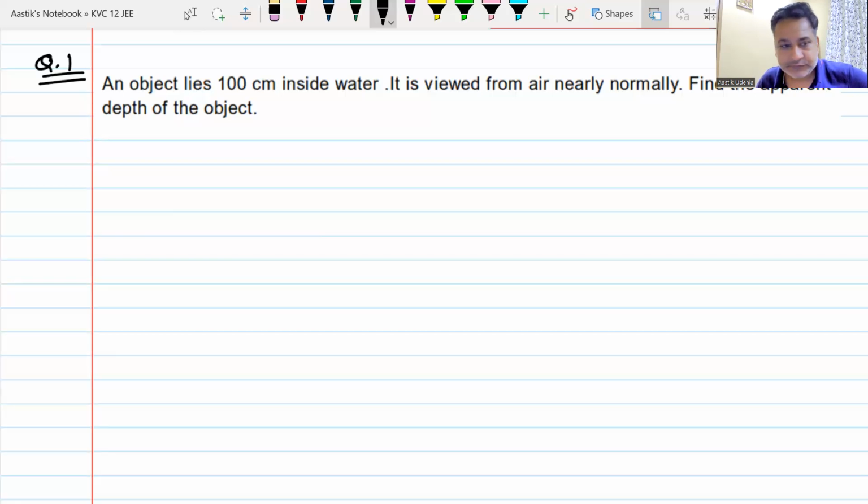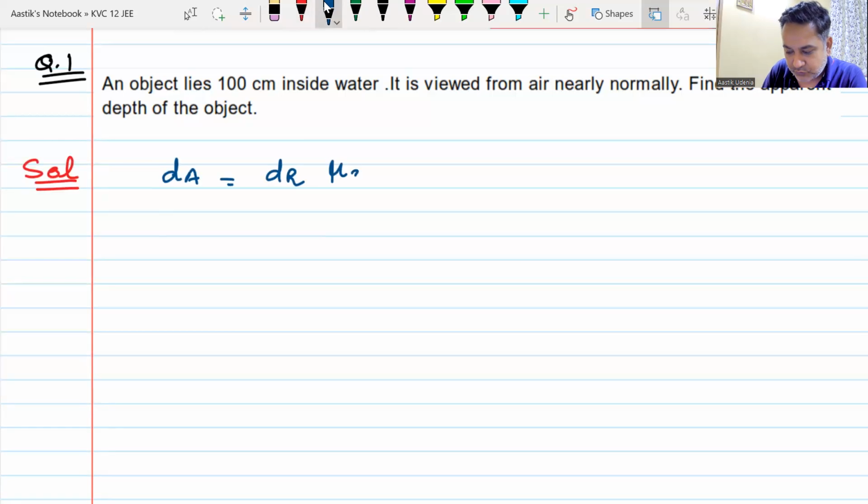The object is in the denser medium and we are observing it from the rarer medium. So how do we do this? There are different ways of doing this. Whatever way you remember, you can use it. I will remember this one: d apparent is equal to d real into mu2 by mu1.